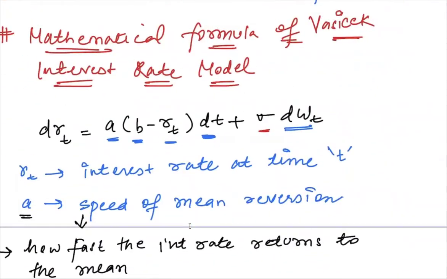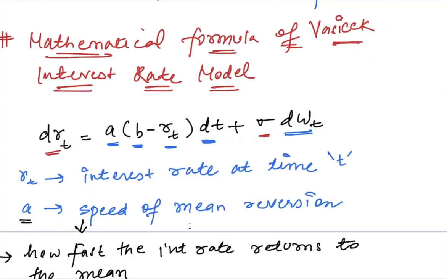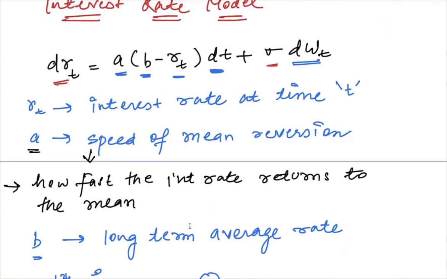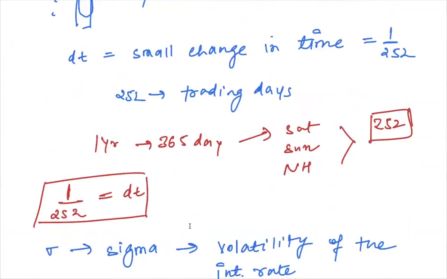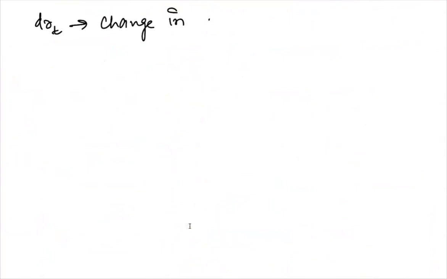So we saw what is sigma and what is DWT. Now what is DRT? DRT is nothing but the change in interest rate. DT is nothing but change in time, right? Similarly, DRT is nothing but change in interest rate, okay?